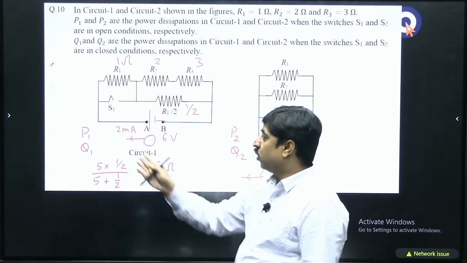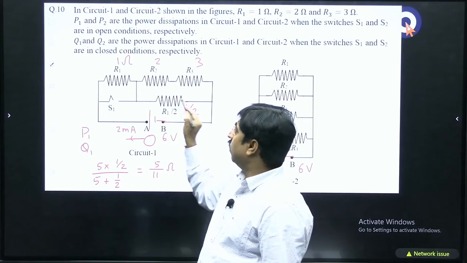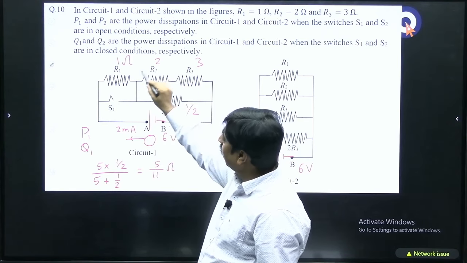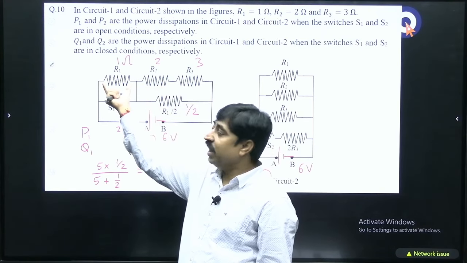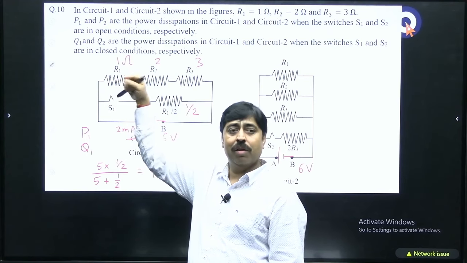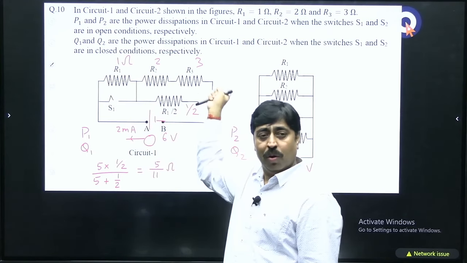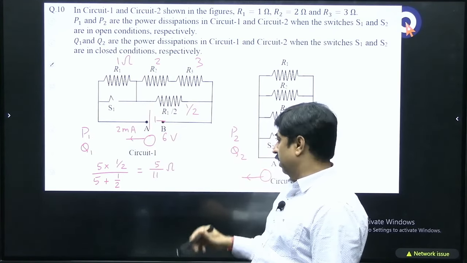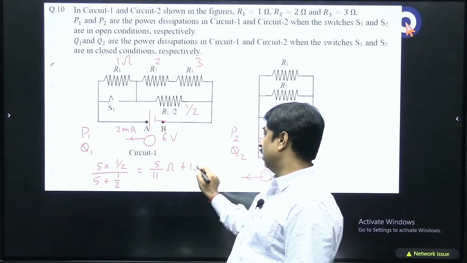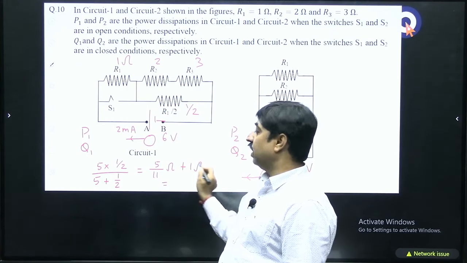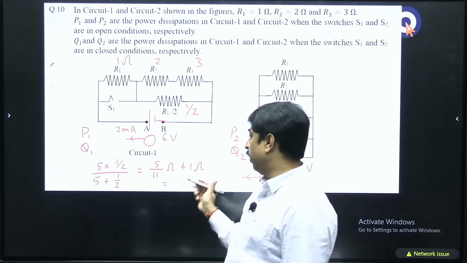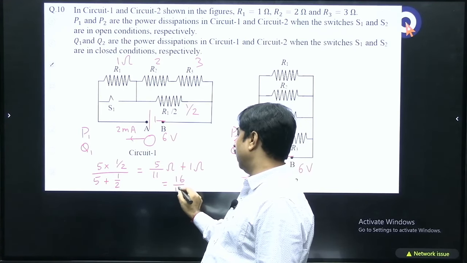Right. Now, this switch is open. So, the equivalent of this group of resistors is connected in series to R1. What is R1? It is 1. So, the equivalent of the entire group of resistances, this is in series with R1, so it becomes 16 by 11.